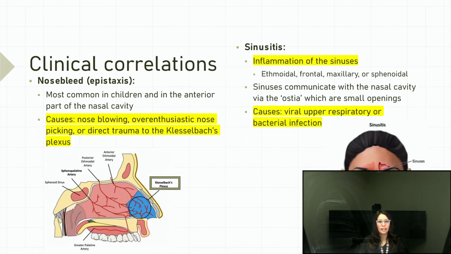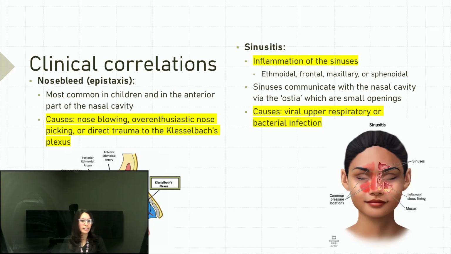Last but not least, here are our clinical correlations for the day. I did talk about the nosebleed or epistaxis, which typically is caused by nose blowing, like if you blow your nose too hard, over-enthusiastic nose picking, like those little kids, or direct trauma, right? Like somebody got punched, or like those people in kickboxing or any type of boxing situation, right? That Kiesselbach's plexus can definitely be affected, and a person can bleed a lot, right? Way too much blood.